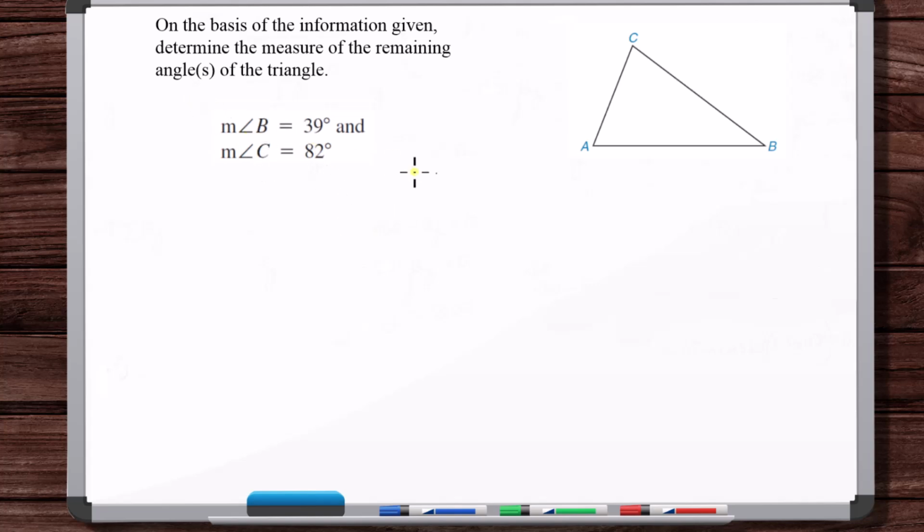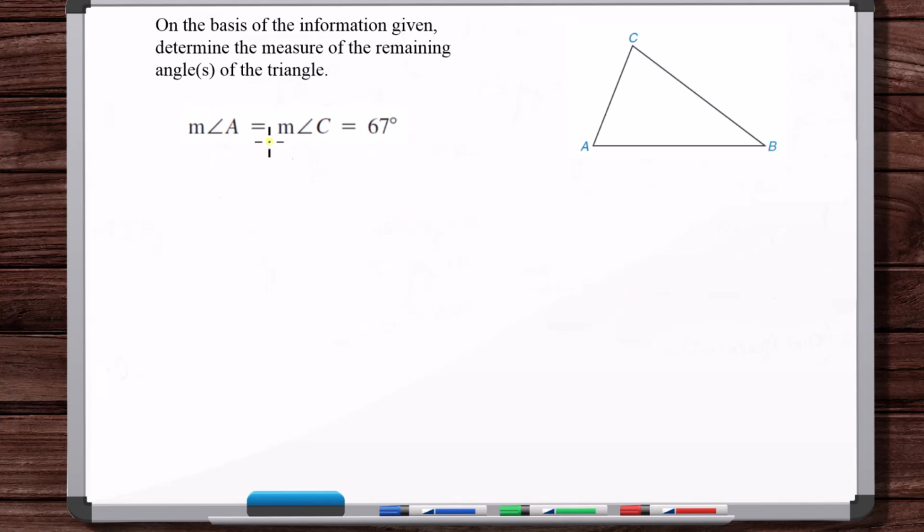All right, if the measure of angle B is 39 degrees and the measure of angle C is 82 degrees, what must the measure of angle A be? So, same idea. 82 plus 39 is 121 degrees. So what's the difference now between 121 and 180? 59. So the measure of angle A must be 59. That way, when you sum these 3 angles, you get 180.